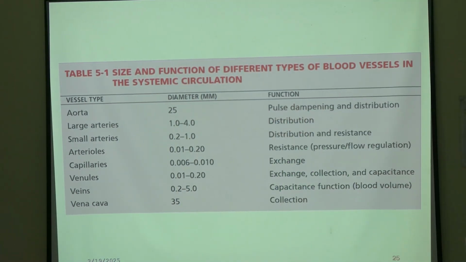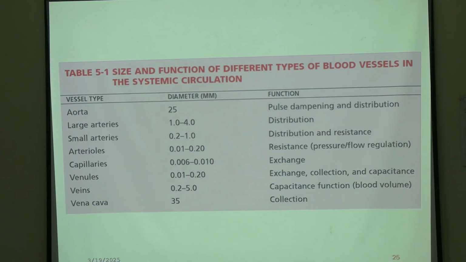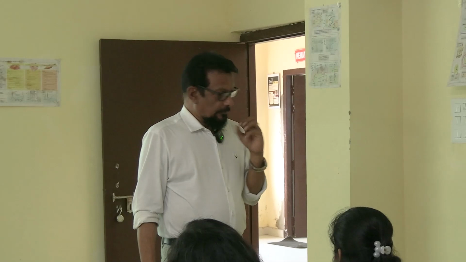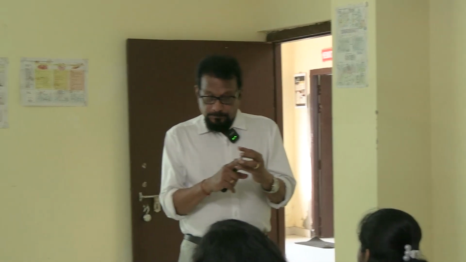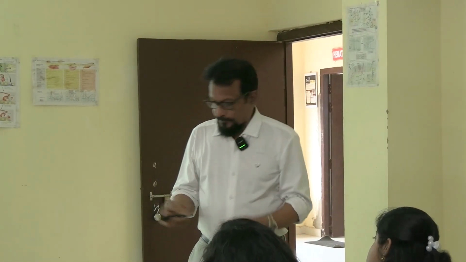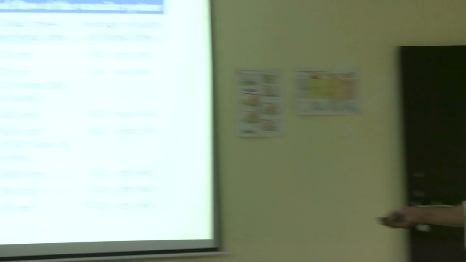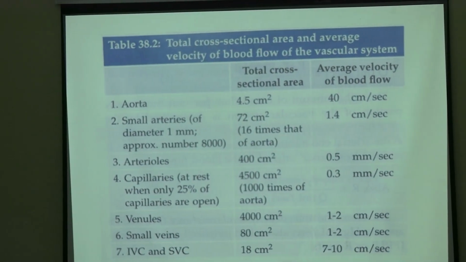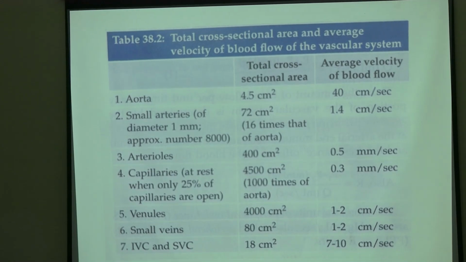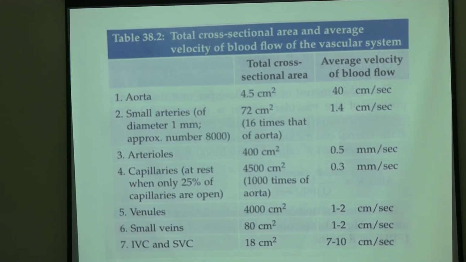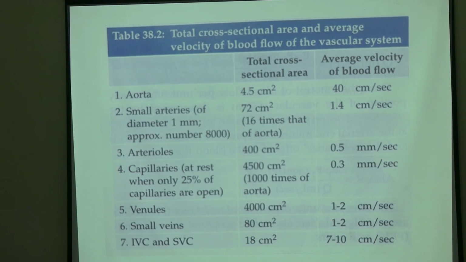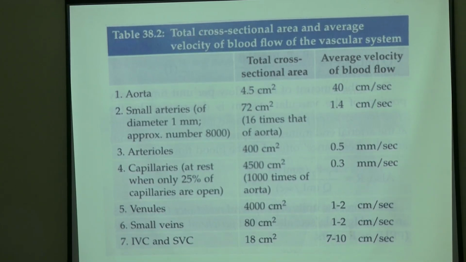So now one thing you just try to remember. In the aorta, what is the diameter? 25. Okay. Now it will give branches. I am coming to another point. The aorta has a cross-sectional area. Suppose this is the diameter, so this is the cross-sectional area. What is the cross-sectional area? 4.5 centimeters square.